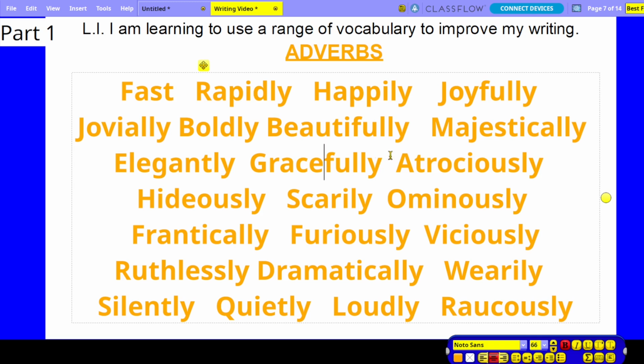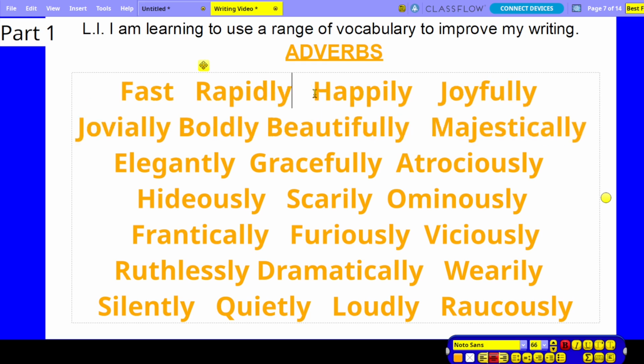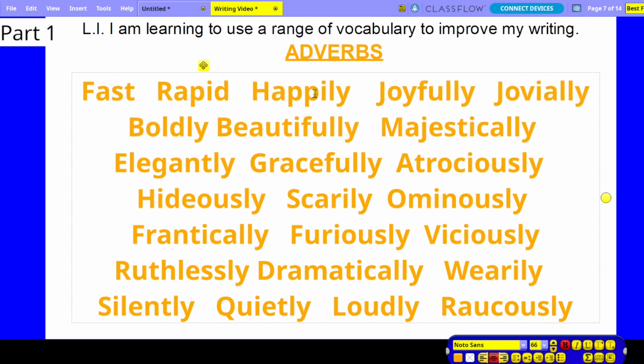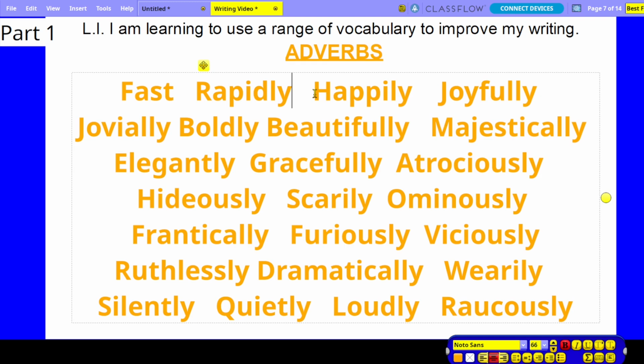Now, all of these, if you take off the ly, they suddenly become adjectives. So if I take off the ly from rapidly, I just get rapid. So I could describe a cheetah running rapidly, or I could just describe a rapid cheetah. So the distinction between an adjective and an adverb is, well, mainly how it's used. It's either describing a noun or it's describing a verb. But the way you often tell is by whether it has ly on the end.